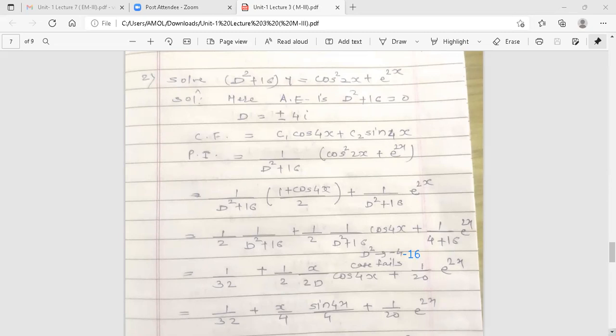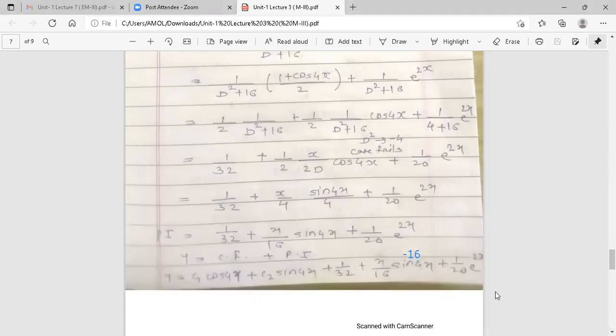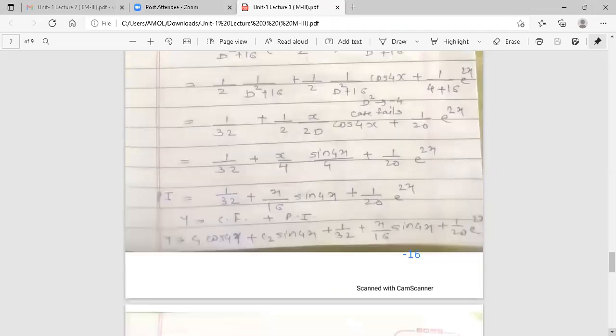And after simplification, we have this result, PI. 1 by D integration of cos 4x is sin 4x upon 4. And after simplification, we have this PI. And so the general solution is y is equal to CF plus PI. This is your answer.